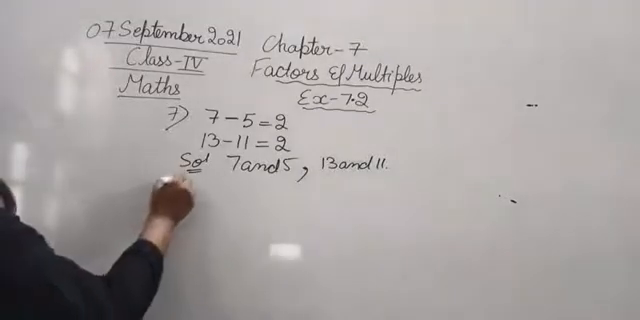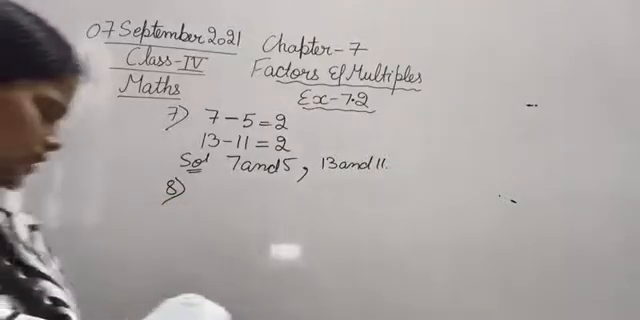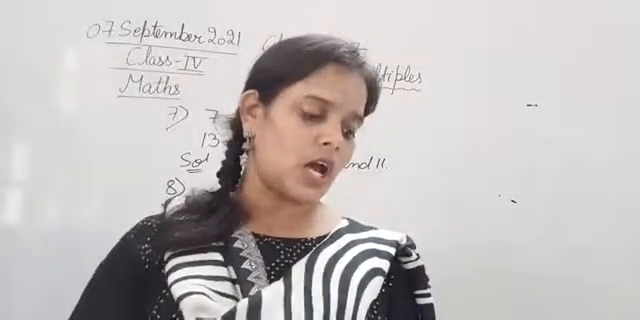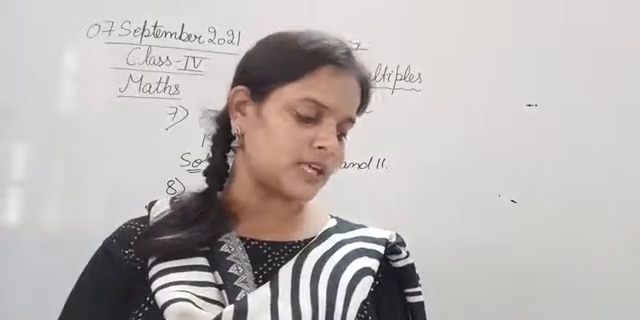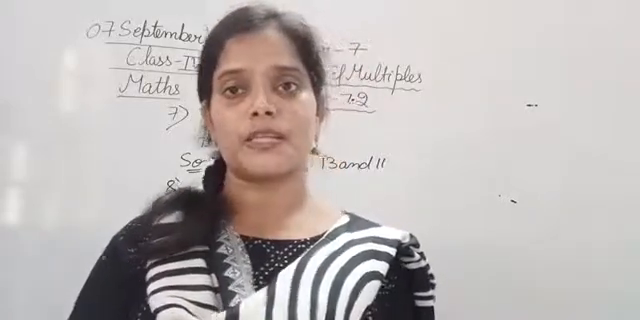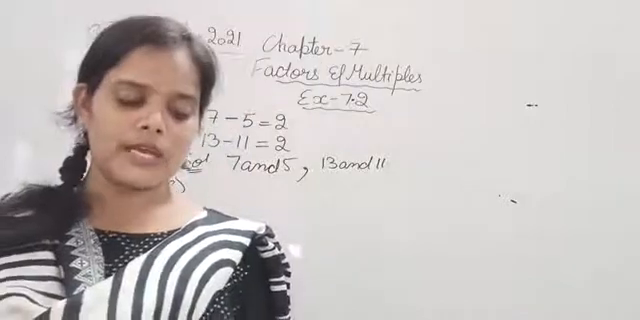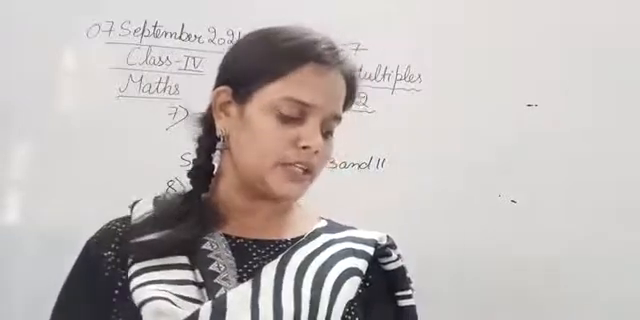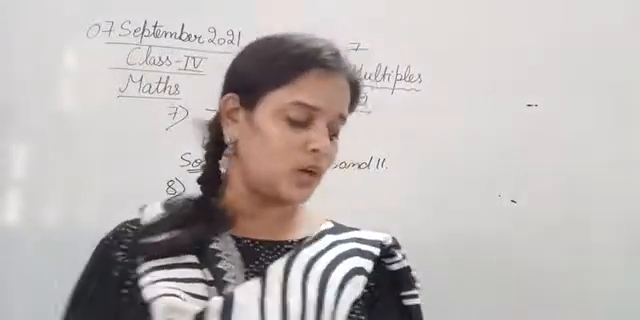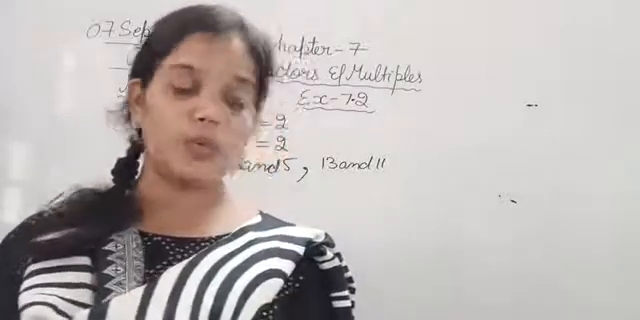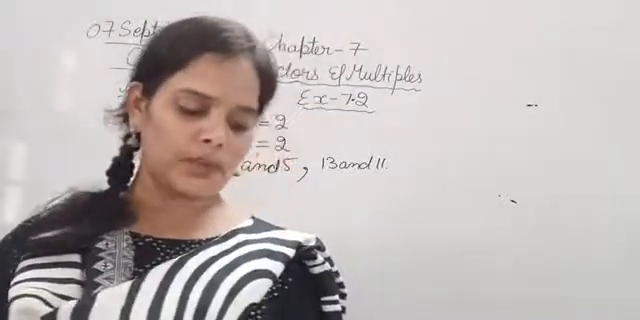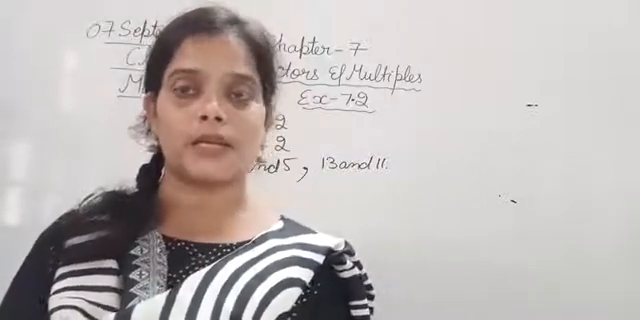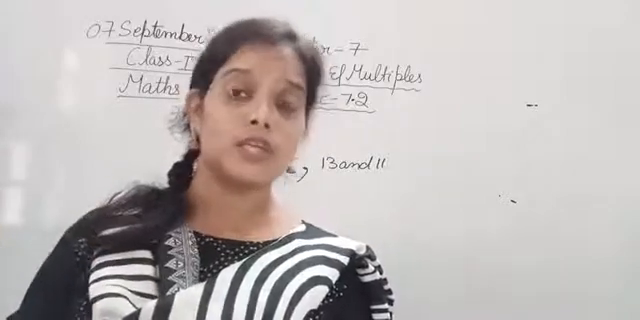Moving next to the 8th one. Express 32 as a sum of 2 prime numbers. How many pairs of such prime numbers are possible? So we have to express 32 as a sum of 2 prime numbers, that is, find pairs of 2 prime numbers whose sum is 32. How many such pairs are possible?